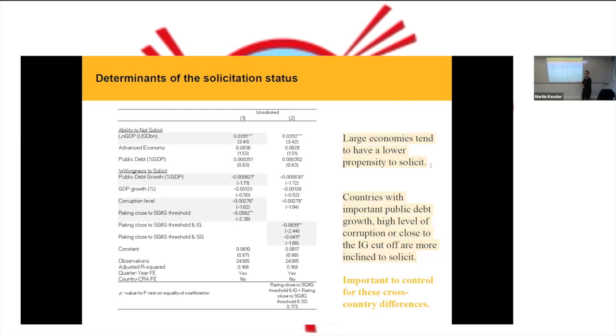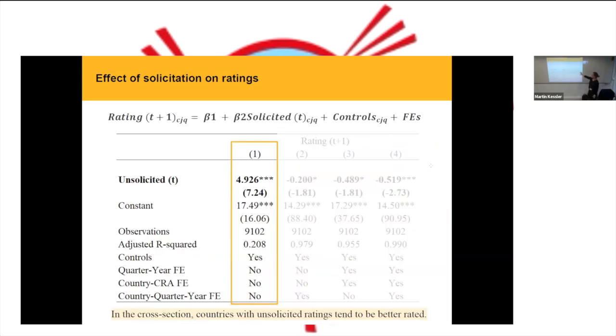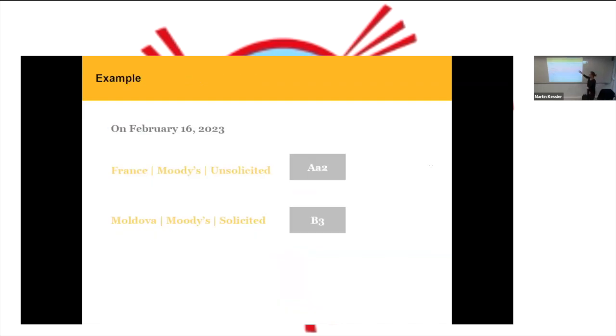So it's very important to control for these cross-country differences when we look at the effect of solicitation on ratings. We're going to look at this effect now: the solicitation at quarter t and then the rating at the next quarter, adding a few fixed effects along the way. First, there are no fixed effects, just the controls. And what do we see? We see that in the cross section, countries with higher ratings are those who have unsolicited ratings. It is typically, as an example, the case of France, which would not solicit.